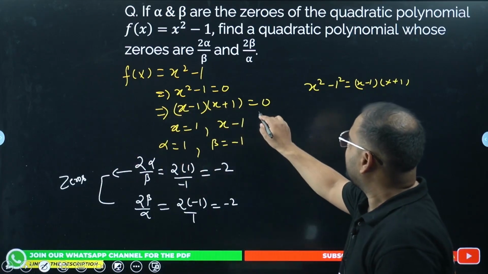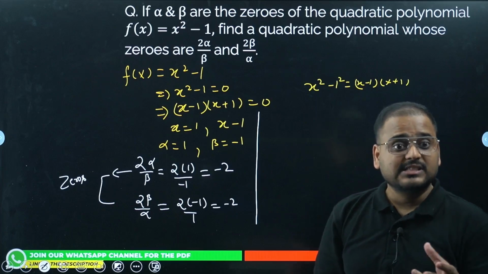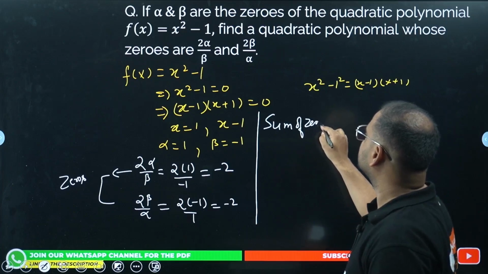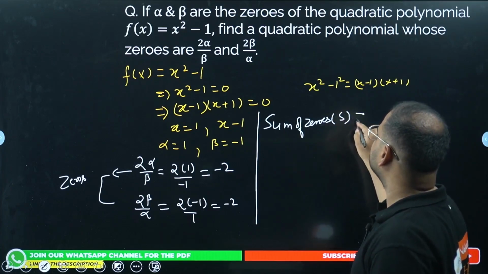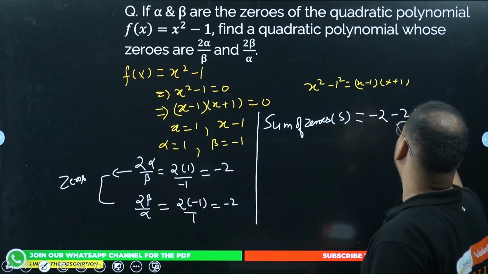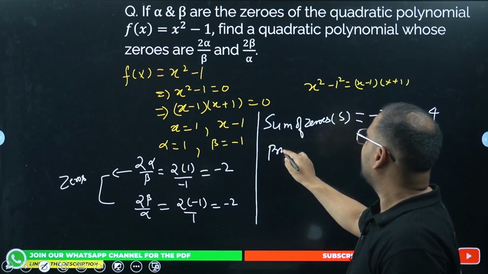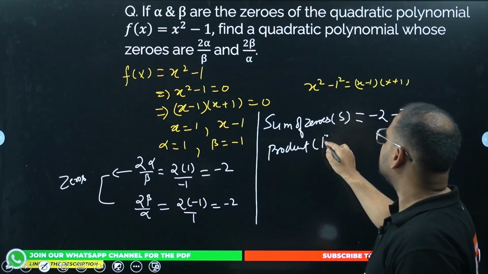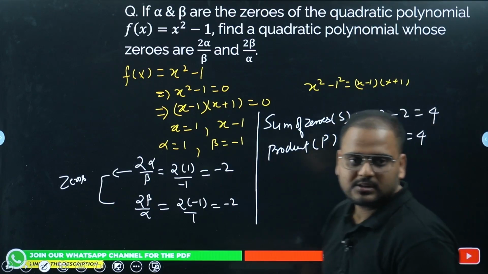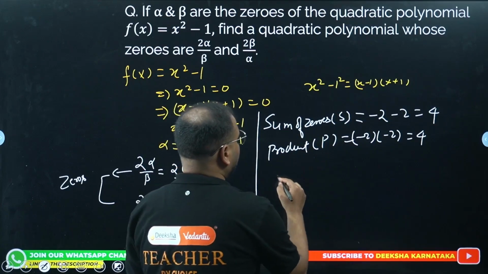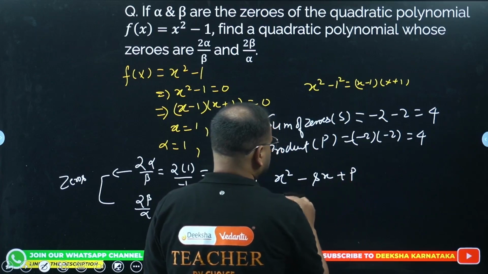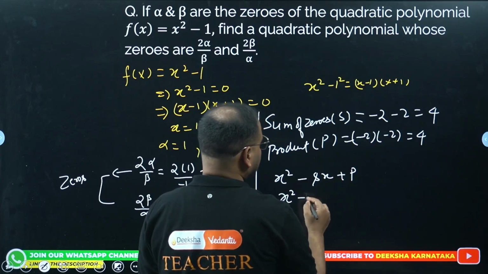Now if I find the sum of the zeros, given by letter S, take these two. What is the sum of these two going to be? Minus 2 plus minus 2. What is the answer? Minus 4. What is the product going to be? P equals minus 2 into minus 2 equals plus 4. Sum and product you know. Find the quadratic polynomial: x square minus sum times x plus product.